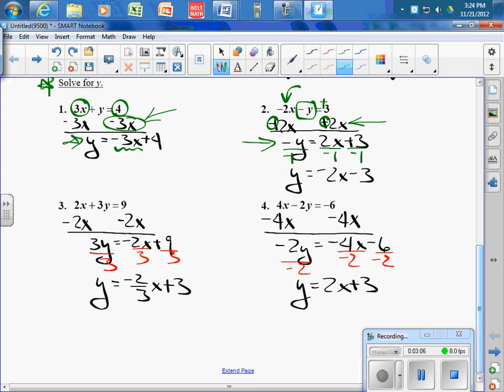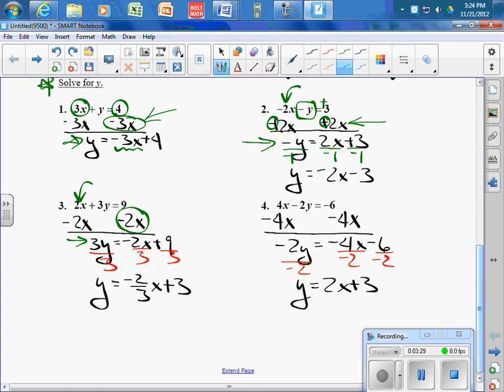In number 3, I want to cancel out the positive 2x from the left side. It'll move it over to the right side. Again, the negative 2x is going to come right after the equal sign. I have a positive 9, so it's plus 9. I needed to get rid of the coefficient 3, so I'm going to divide through by 3, and I get y is equal to -2/3 x plus 3.